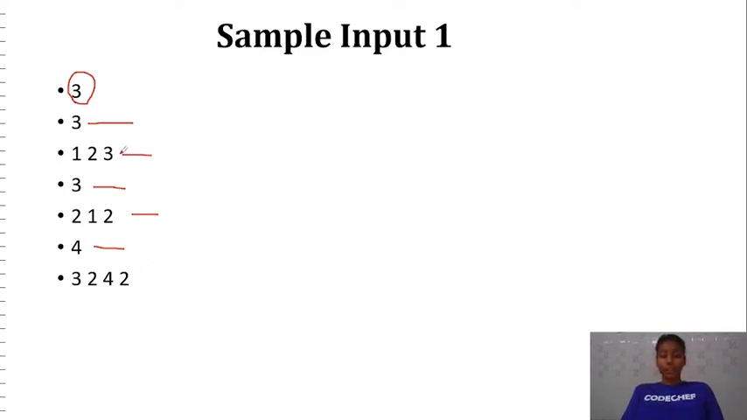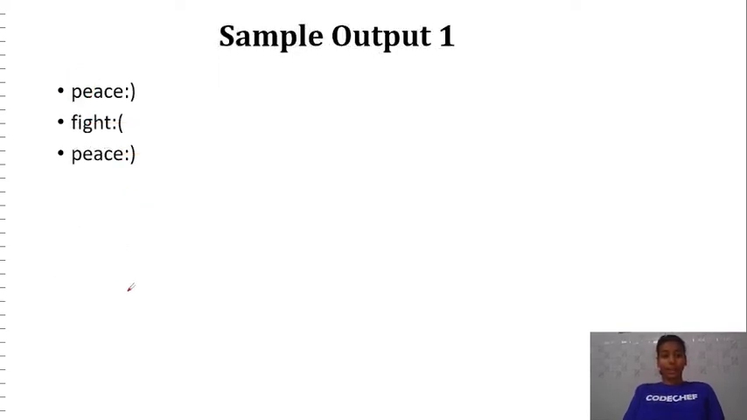According to the first example, there is only one topper, so we will print peace. According to the second example, we have 2 toppers, so we'll be printing fight. And for the third example, we have only a single topper, that is the third student, so we'll be printing peace. So this is the sample output: peace, fight, peace.